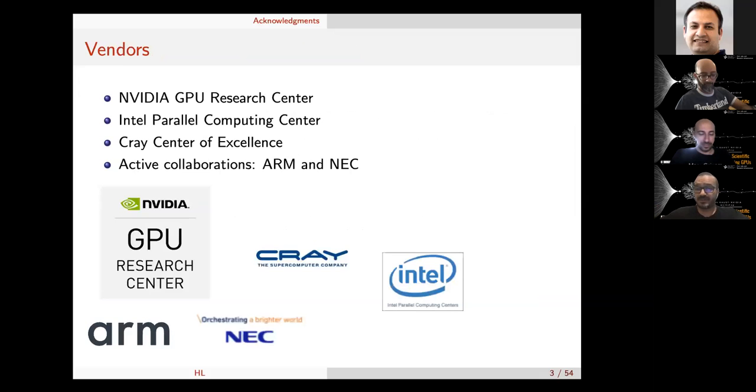Of course, vendors. At the center, we have the NVIDIA GPU Research Center, so we have a close collaboration with NVIDIA, and this goes back almost 10 years. We also have collaboration with Intel, with Cray, and also active collaboration with ARM and NEC. So the size of the logo here tells you how much support we're getting from those vendors. All right.